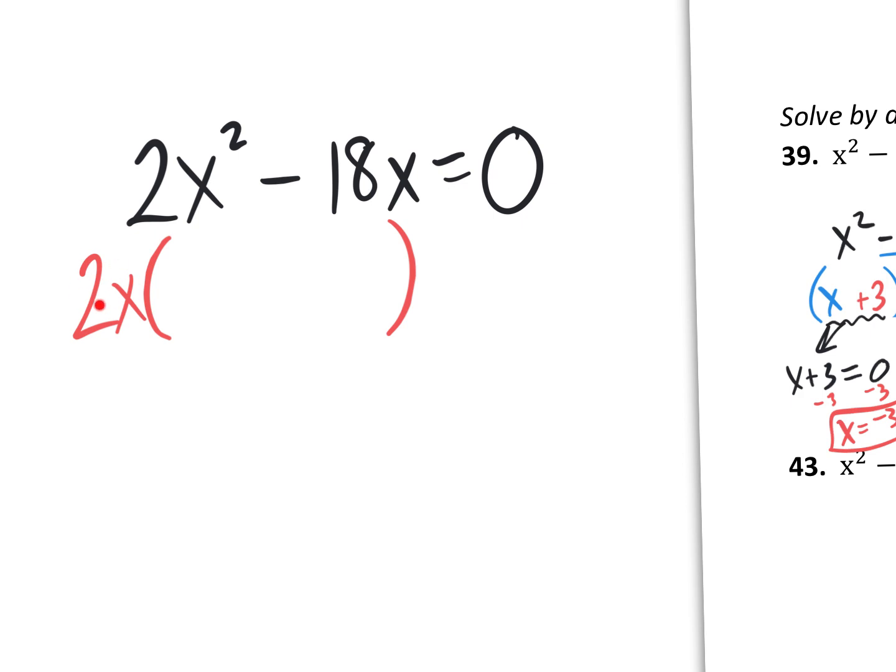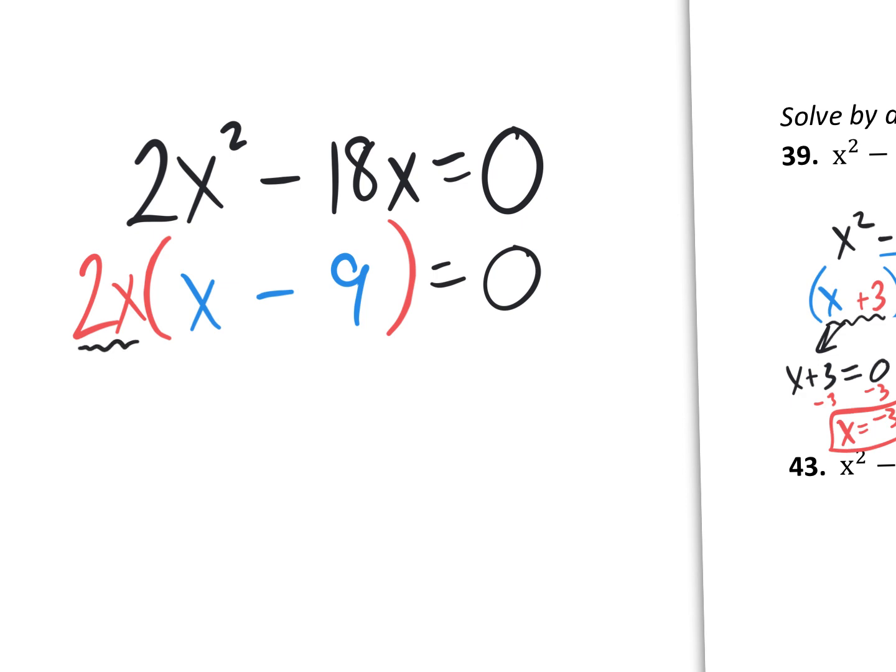So now let's think, 2x times what would get me back to a 2x squared? X, that's right. How about 2x times what gets me back to a negative 18x? Negative 9, perfect. And this is equal to 0. So all I've done is change it from a binomial to a monomial times a binomial, right? I factored it. Now I have multiplication. Why do I want multiplication?